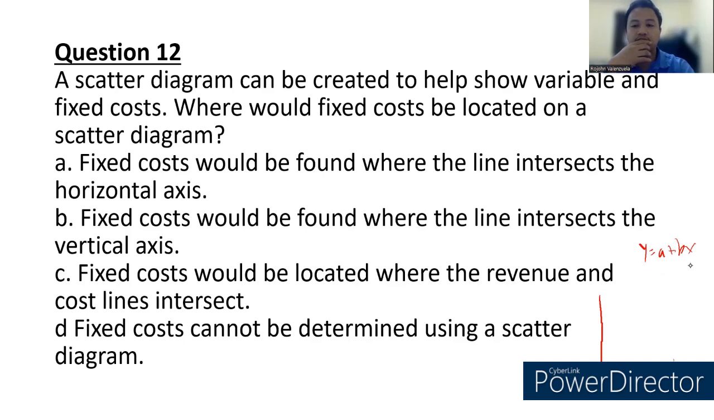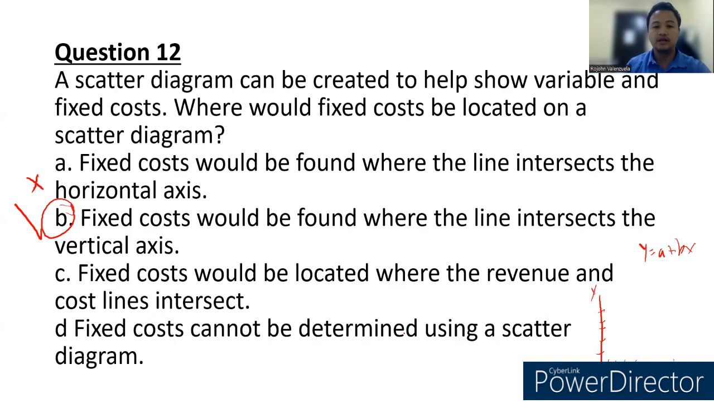Yan. Fixed cost would be found where the line intersects the horizontal axis. That is wrong. Kasi ang horizontal axis natin refers to the activity. Okay? So ito yung mga nandito, ito yung mga activities. Fixed cost would be found where the line intersects the vertical axis. That's correct. Yung ating cost is the vertical axis. So tamang sagot natin is letter B.